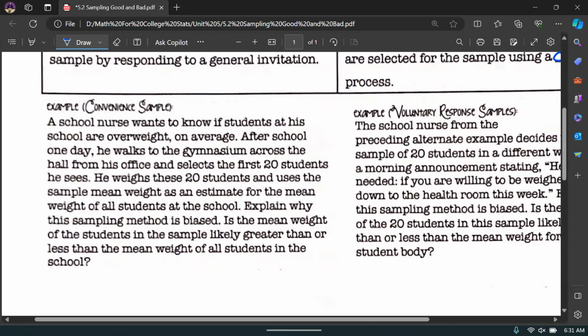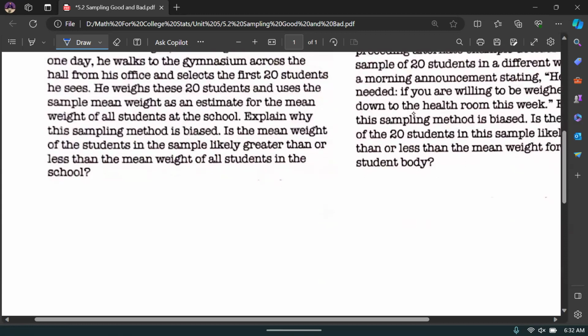So basically, to sum it up, the school nurse goes across the hallway to the gym, finds 20 students, weighs them, gets an average, and says that's the average for the whole school. Now, of course, this is biased, but we have to explain why it's biased. I would say this is kind of a lot, right? It's a big explanation here. It's likely that the students in the gym after school are more active and physically fit, right? So let's write this all out.